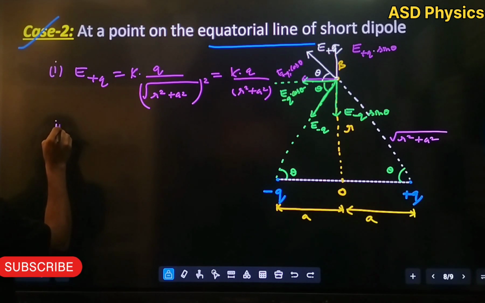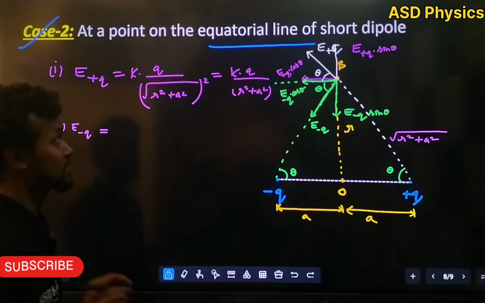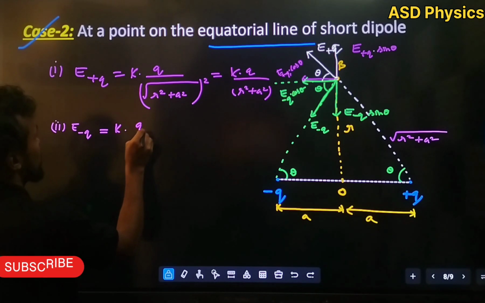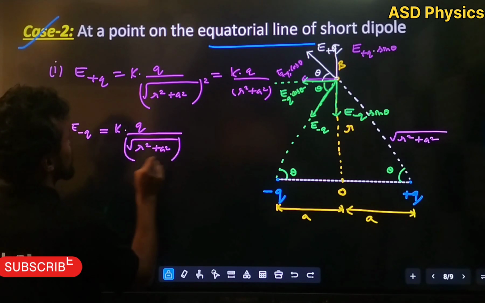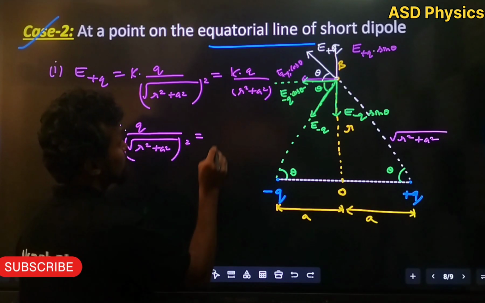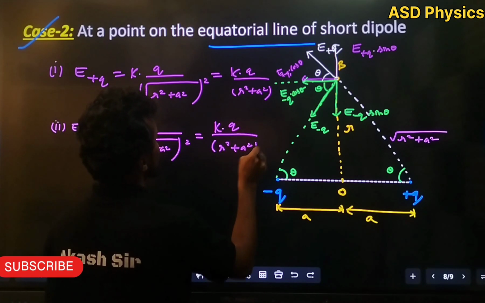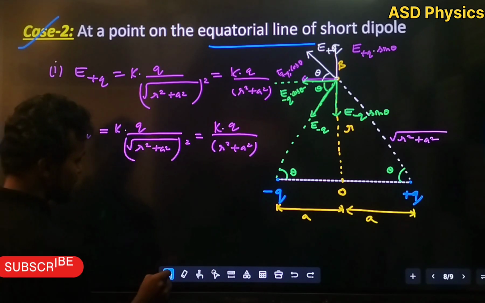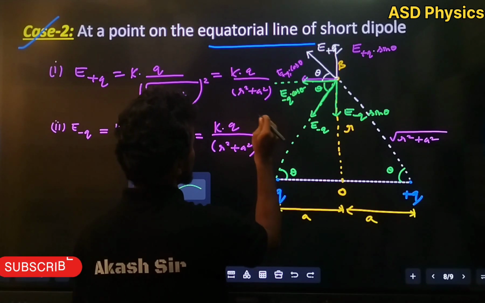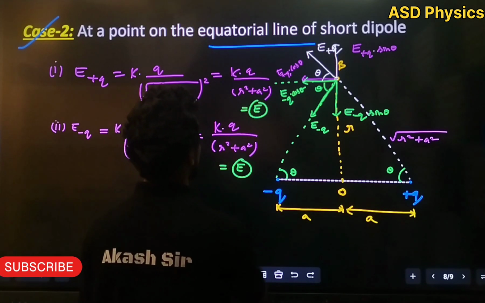Second, similarly, the electric field at point B due to the minus q charge is given by k times the charge over the square root of r square plus a square, whole squared. Simplifying again, it comes to kq by r square plus a square. You can see both are the same, so let's call this E, and this is also E.